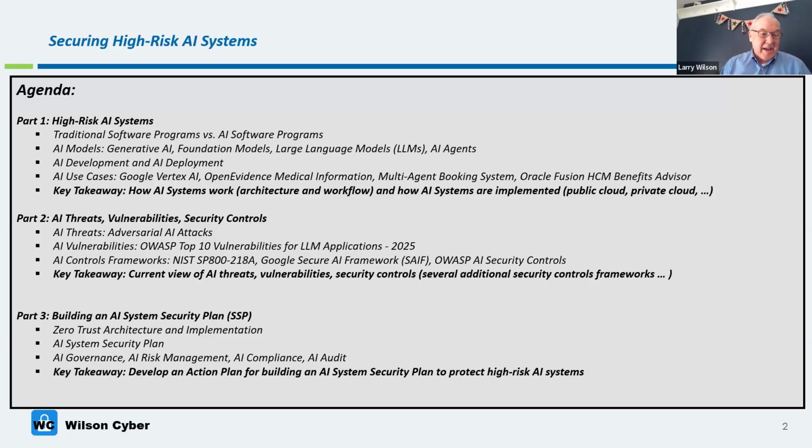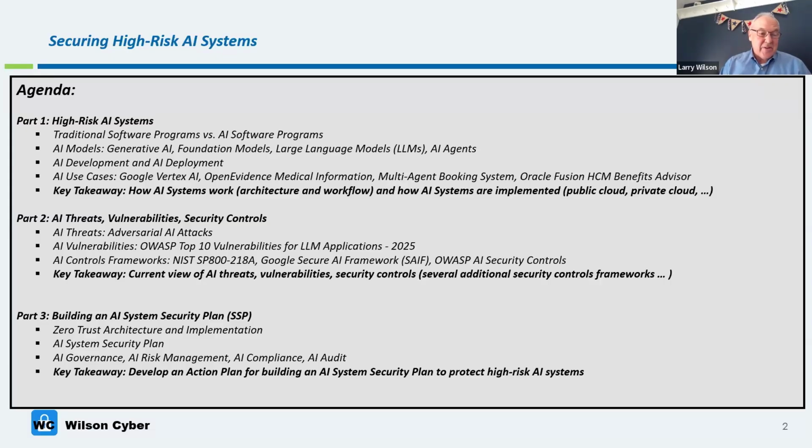And then some of the AI control frameworks, there are many of those, but the three that I'm going to cover are NIST SP 800-218A, which is looking at AI controls in development. The Google Secure AI Framework, which looks at AI controls in both development and deployment. And the OWASP AI security controls, which again looks at security controls in both development and deployment.